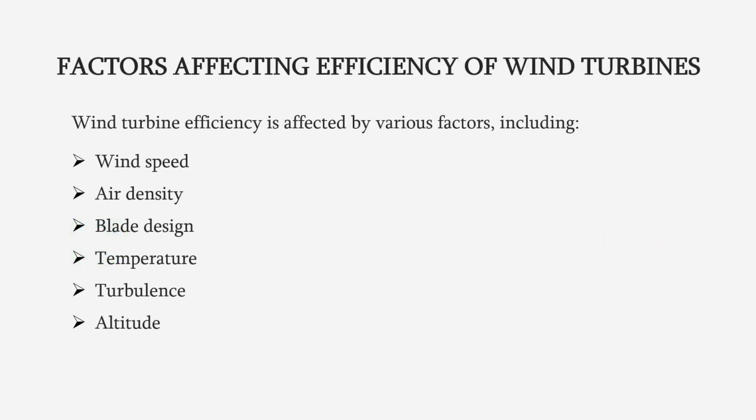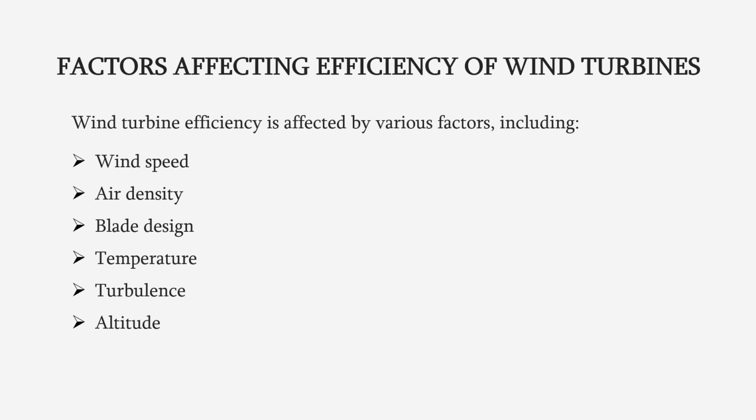Factors affecting the efficiency of wind turbine. Wind turbine efficiency is affected by various factors, including wind speed, air density, blade design, temperature, turbulence, altitude. Now let's see each of them one by one. Wind speed. The most significant factor that affects wind turbine efficiency is the wind speed. The amount of power a wind turbine can generate is proportional to the cube of the wind speed. Therefore, a slight increase in wind speed can significantly enhance the efficiency of wind turbine.